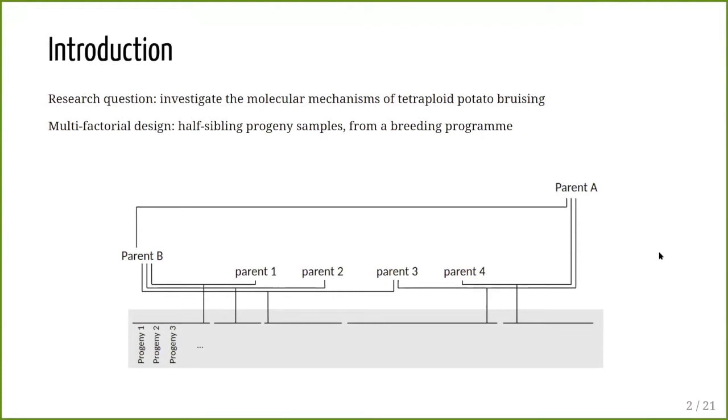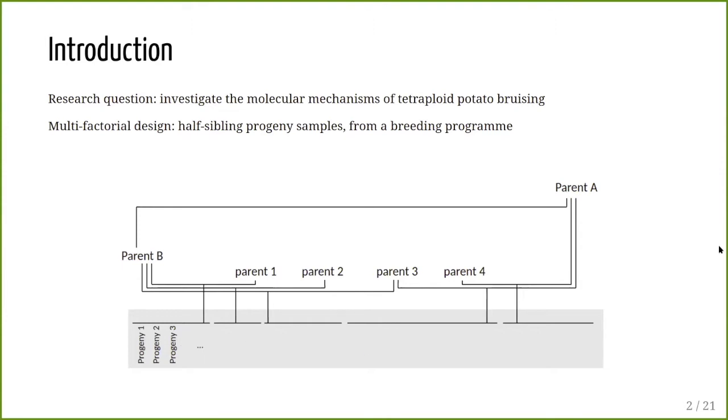So the idea behind it is that two main parents, let's call them parent A and parent B, were used and crossed with a number of other parents. And what we are looking at for this project is actually the progeny from these parents that were subject to selection. So we have, as I was saying, a multifactorial design where we have full siblings in the population that we are looking at. We also have half siblings, and it even gets more complicated than that because some of the parents have also some relationships, parental relationships, etc.